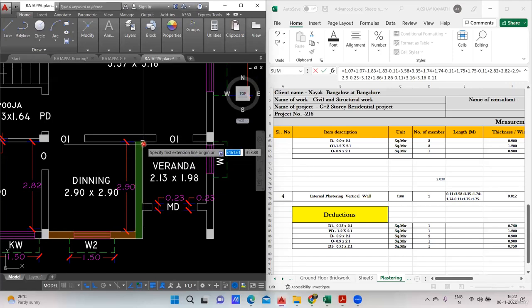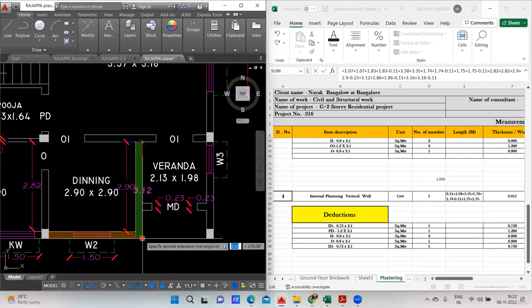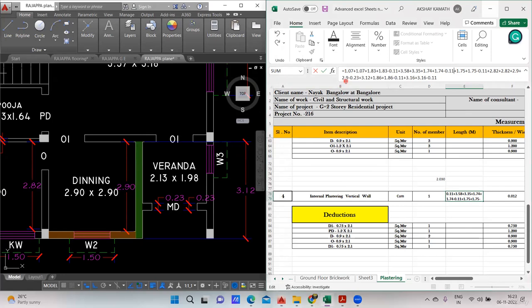Yeah. So from here to here, this length. Yeah, it is 3.12. So I should write 3.12. I made a mistake then. I'll make this as 3.12. Okay. Yeah. 3.12. Correct. So you got it. This is 3.12. Okay.